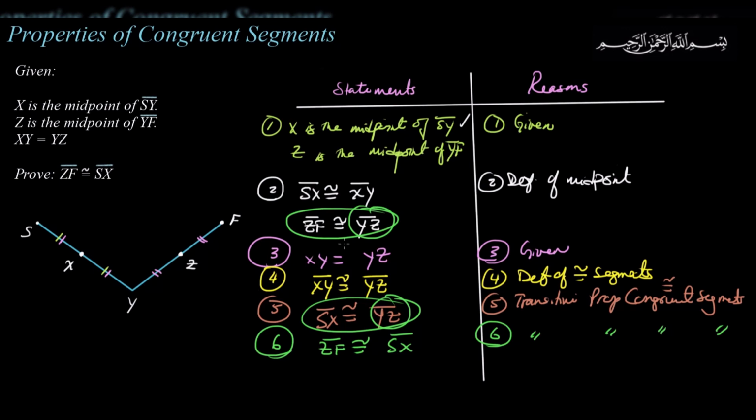Now, again, if you notice over here, ZF is congruent to YZ, and ZF is congruent to SX. Now, if you remember from last time, A equals B and B equals C, then A equals C.